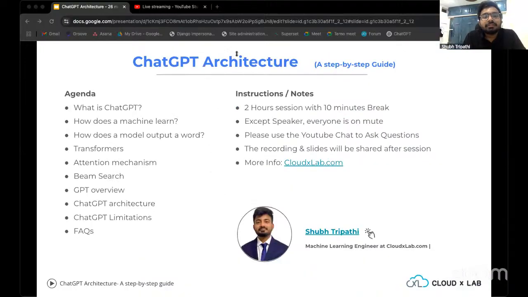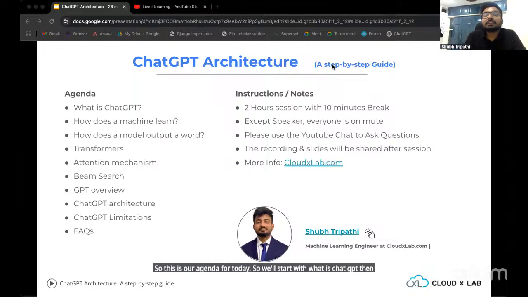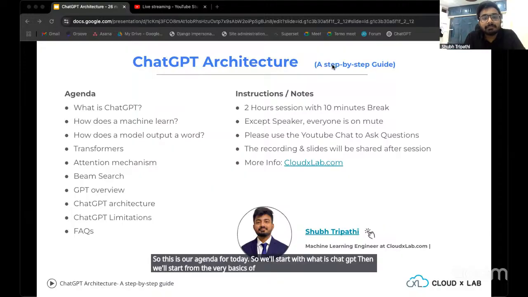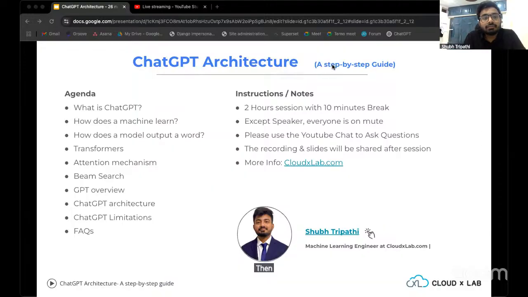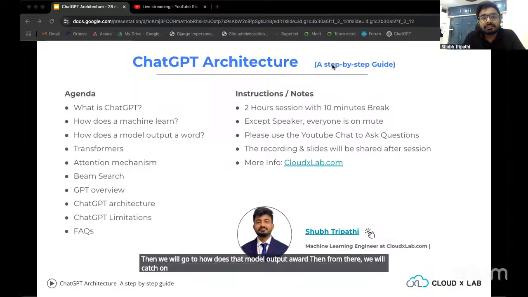So this is our agenda for today. We'll start with what is ChatGPT. Then we'll start from the very basics of how a machine learns. And then we will go to how that model outputs a word. Then from there we will move on to transformers, which is the main architecture behind GPT.